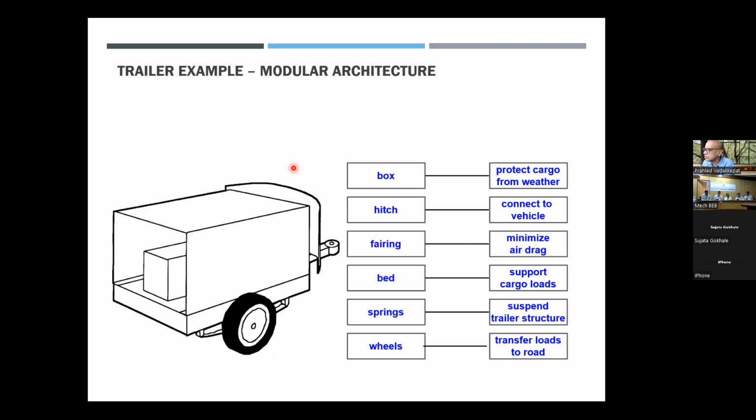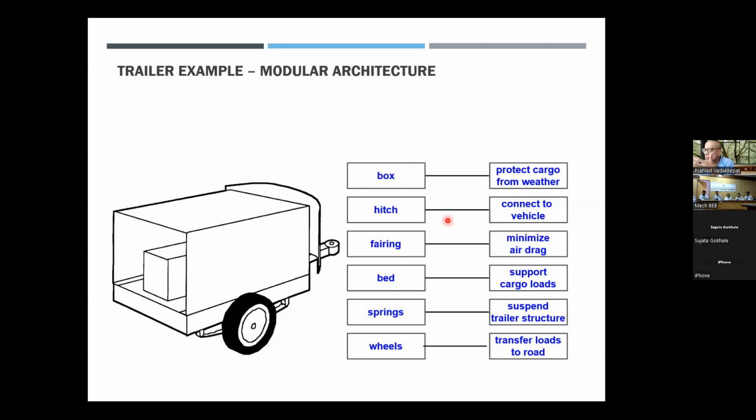So let me start with modular. Here the box is to protect the cargo from weather. It has only one function. The hitch connects to the vehicle. The fairing, at the front, minimizes air drag. The bed provides cushioning for cargo loads. The spring is basically suspension. The wheels transfer load to the road. Any one of them can be replaced and the rest can continue to function.